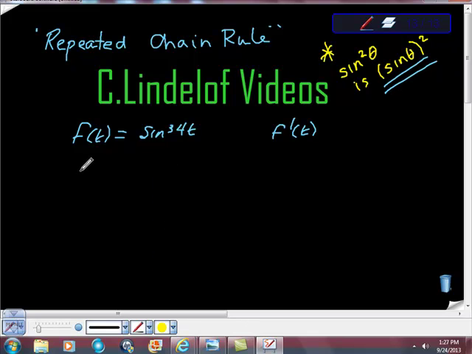But you can do this, and that's what I'm going to use here as my tool. So I'm going to just bring that out and say that f of t can be rewritten as sine of 4t to the third power.